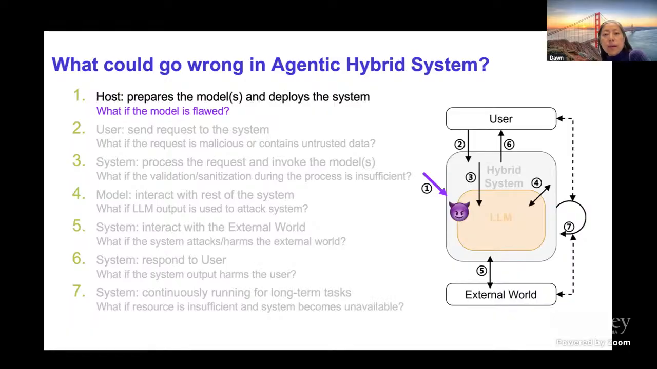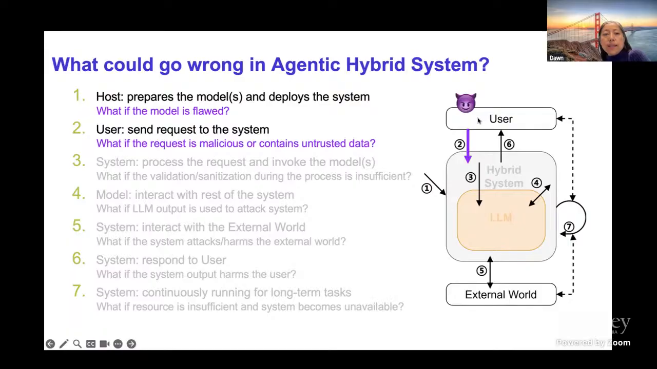So the first step is that the host or the developer prepares the model and system and then deploys the overall system. So in this case, what could go wrong? So for example, as I already mentioned, the model itself actually can be flawed. For example, due to supply chain attacks, the model itself could actually contain malicious code, could contain a poisoned backdoor, and also contain other types of vulnerabilities and so on. So that's the first step.